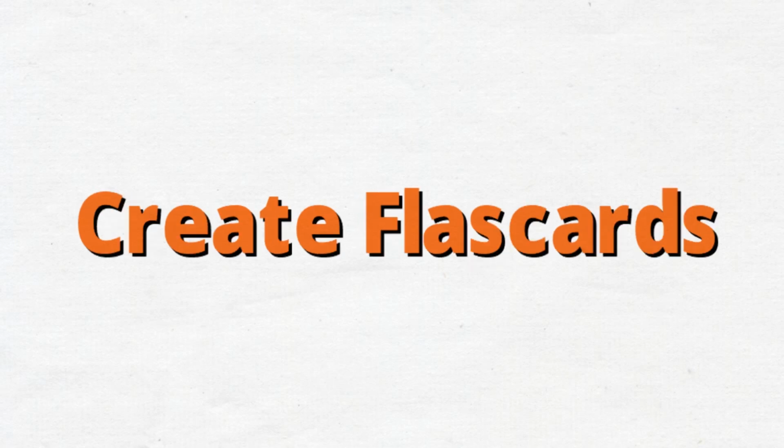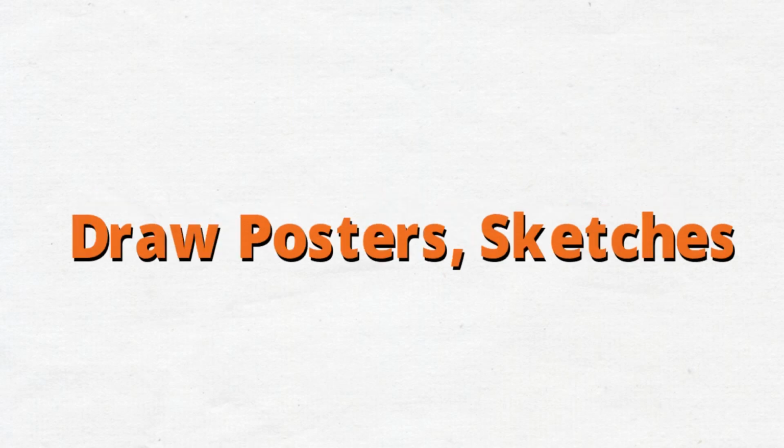The fourth activity I have for you is create flashcards. As I mentioned earlier, a flashcard is a card that contains a small piece of information as an aid to learning. Flashcards made with a variety of colors and illustrations are a great way to learn for visual persons. The next activity I have for you is draw posters and sketches. The information in a lesson should be memorized as much as possible with sketches. For that, it is best to create your own sketches and posters.